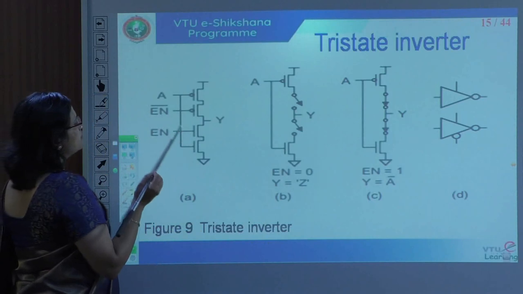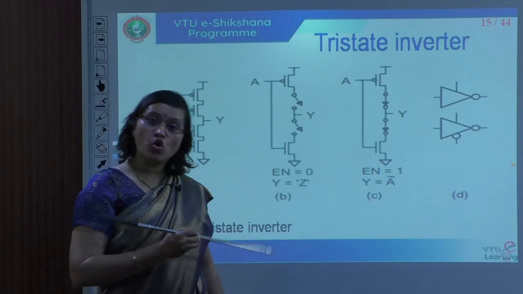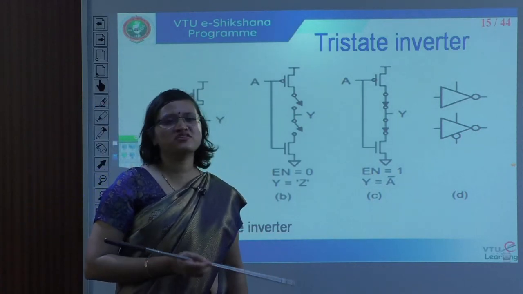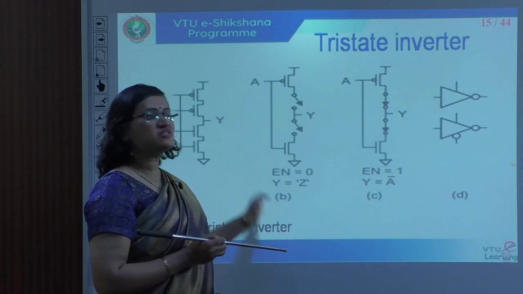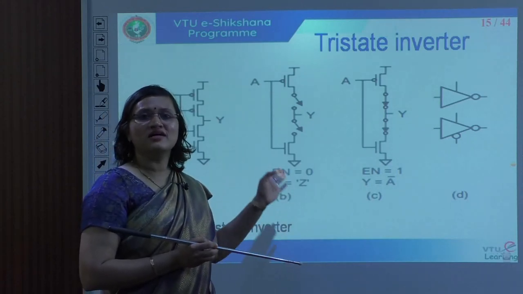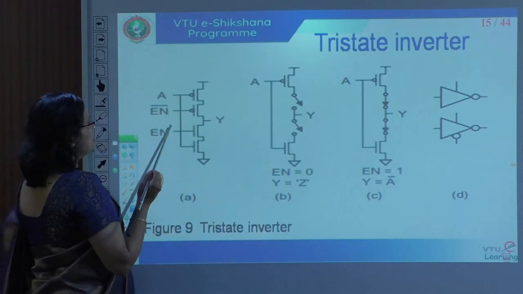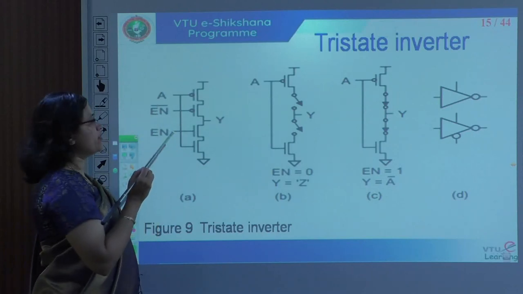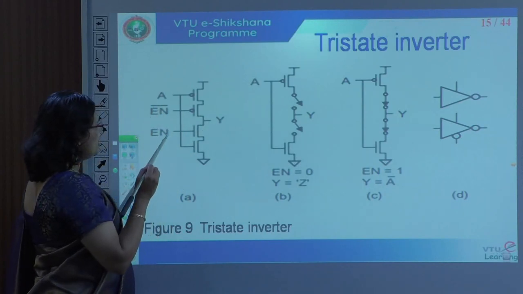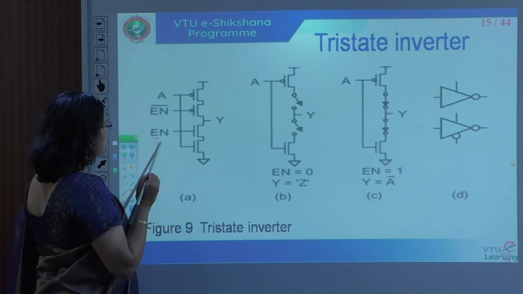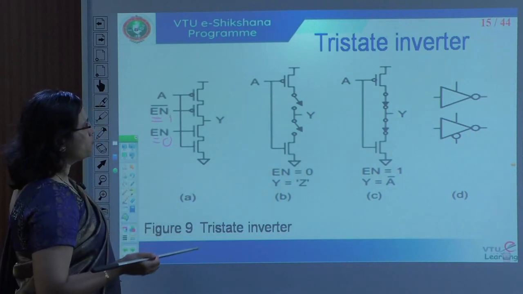You can see here, the tri-state inverter is constructed by using two PMOS transistors and two NMOS transistors. With respect to speed, it reduces the speed to half the speed of your CMOS inverter, because it uses four transistors. And you can see here, there are two control signals, that is enable signal and enable bar signal. Now if your enable signal is 0, let us take up the first case, the enable bar signal will be 1. So then what happens?